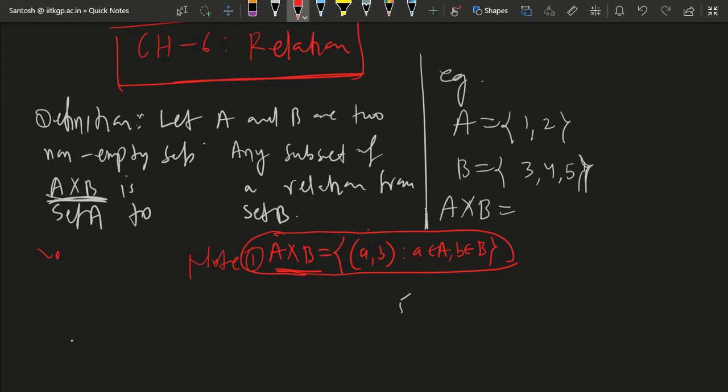All the elements in A and B, like 1, 2, 3, 4, and 5. It's good you tried, but we are not asking A union B, that would be A union B. We are asking A cross B. A cross B is called the Cartesian product of two sets. In short, we are multiplying two sets. The standard name in mathematics is Cartesian product.